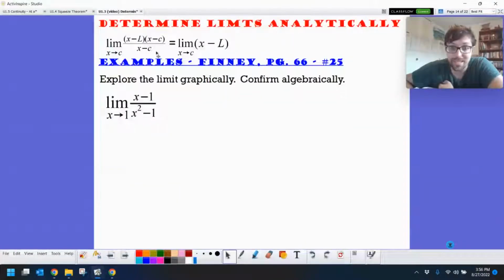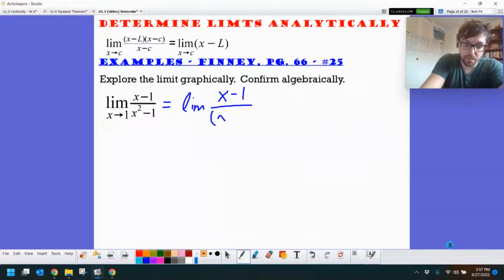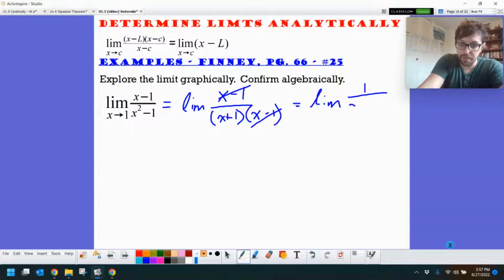Well, that's what this idea is: can we factor and cancel? Can we factor what's going on here and cancel out some of these values in order to determine what our limit is? So let's try that. Let's factor the denominator. We can make this the limit of x minus 1 over x plus 1, x minus 1. And then, hey, those two things are able to cancel each other out. So we're left with just the limit of 1 over x plus 1 as x approaches 1.